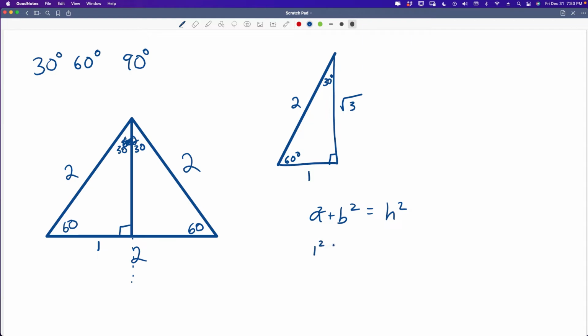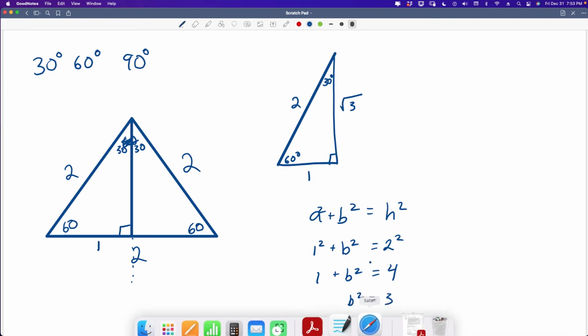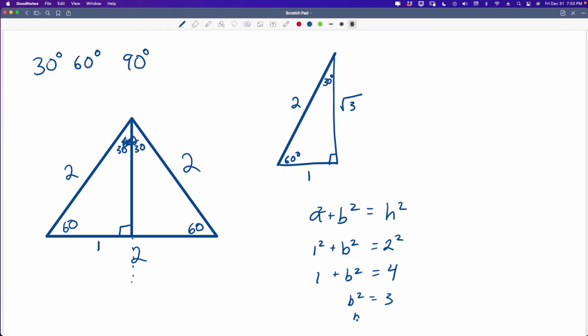So 1 squared plus b squared is equal to 2 squared, right? So this is going to be 1 plus b squared is equal to 4. So we subtract 1 from both sides. b squared is equal to 3. So when we unsquare, b is equal to the square root of 3. And that becomes that height right there. So that is how we get back to the 30, 60, 90 lengths: 1, 2, and the square root of 3.